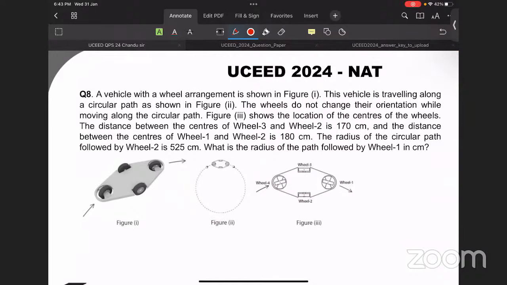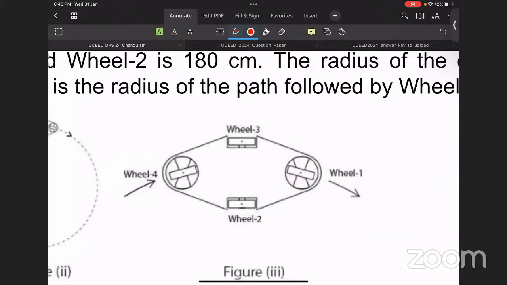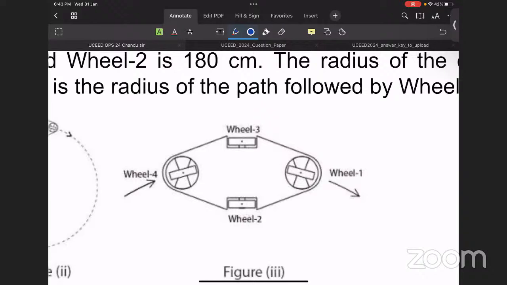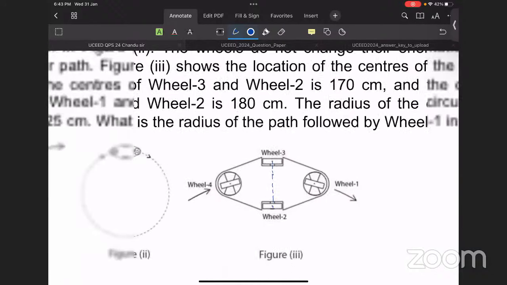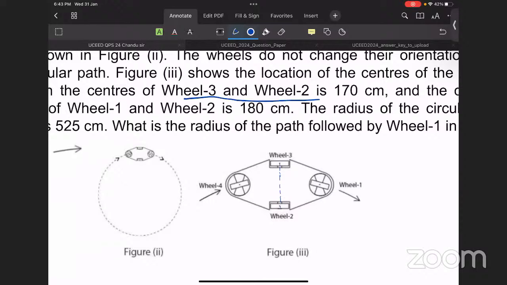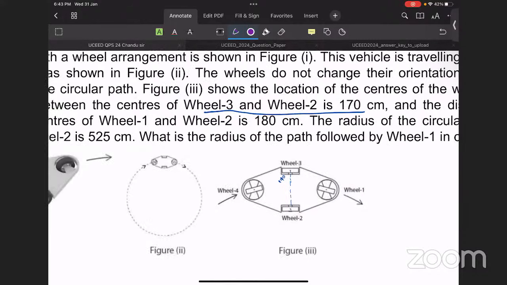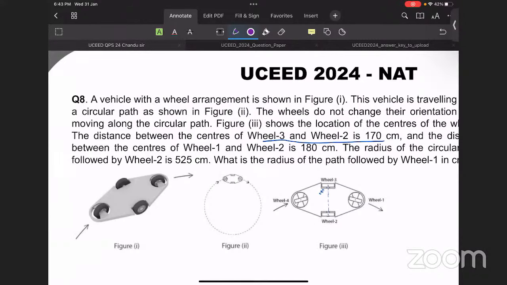The distance between the centers of wheel 3 and wheel 2 is given. Let me mark it here. It is 170. Next, the distance between wheel 1 and wheel 2 is also given.